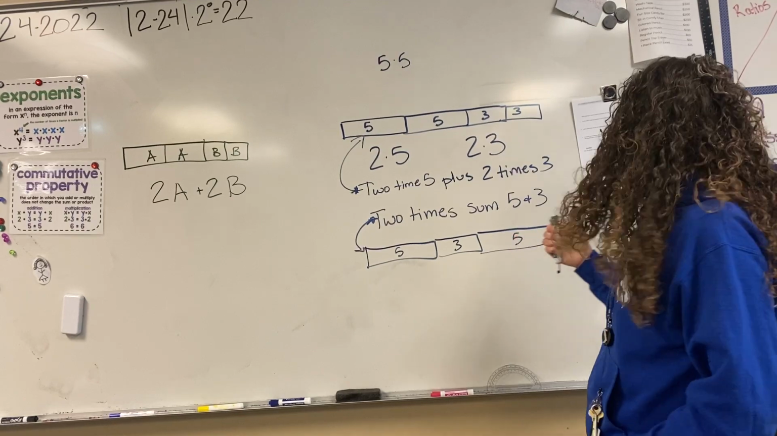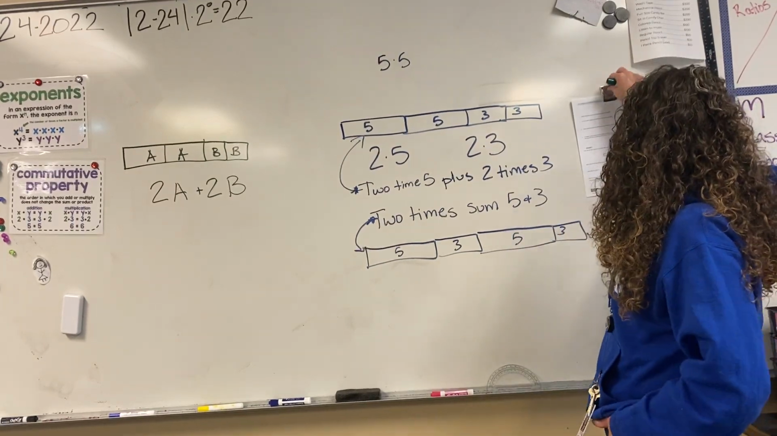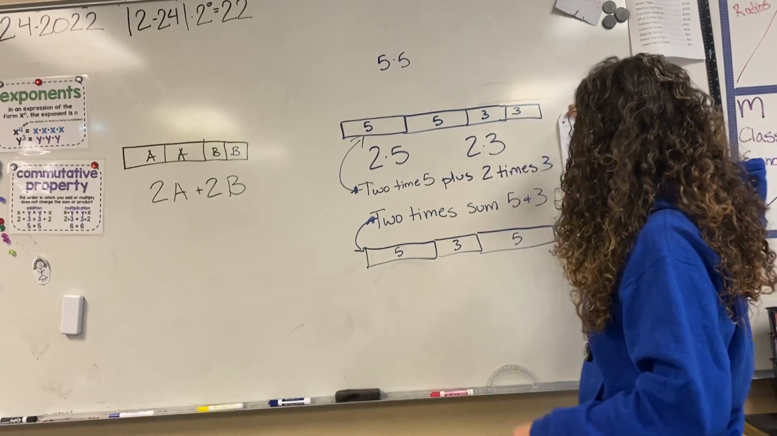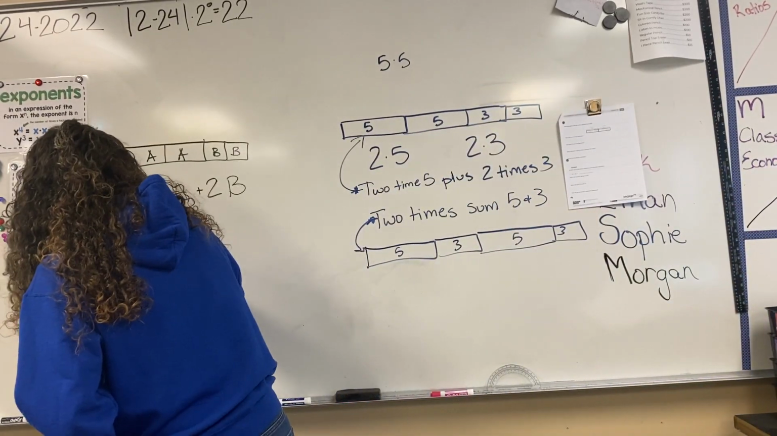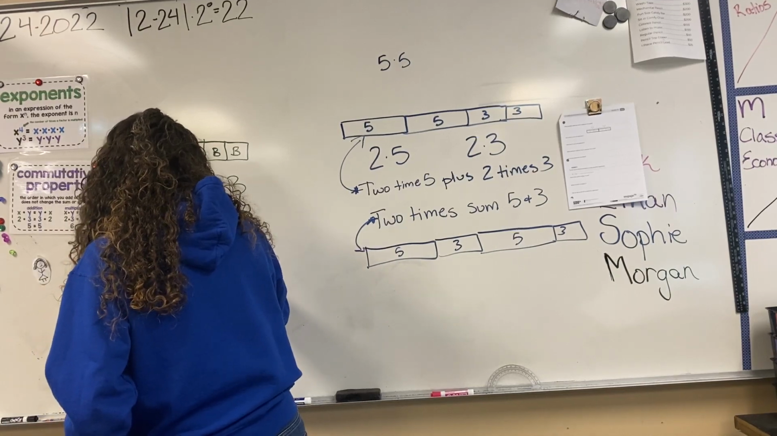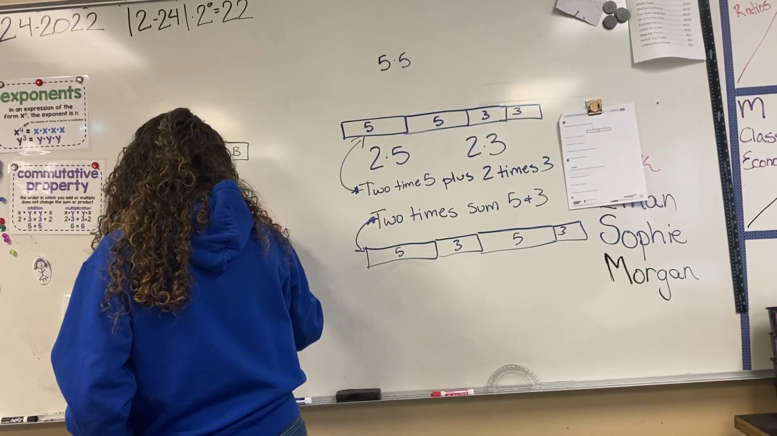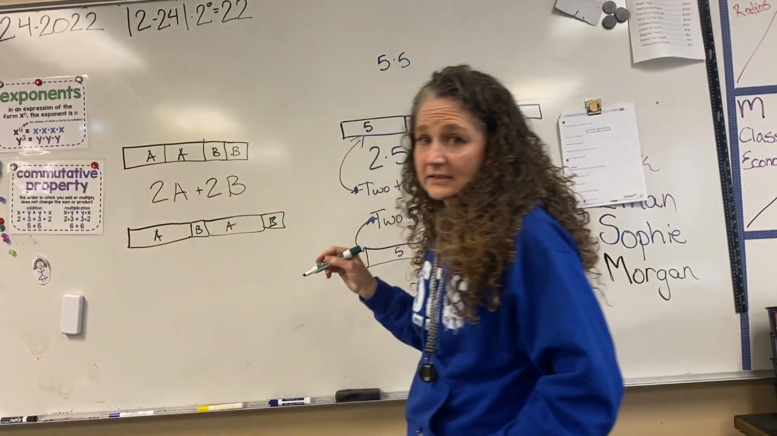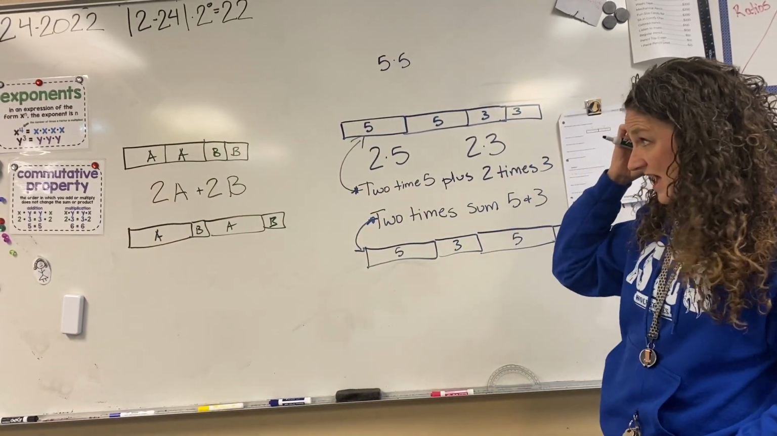Is there another way I could write this though? What if we flip it over and we do like what we did here? Okay, what if we flip it over and I have an A and a B and an A and a B? Does changing the order change anything? No. So what do I have here though?